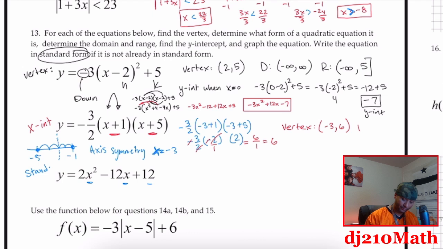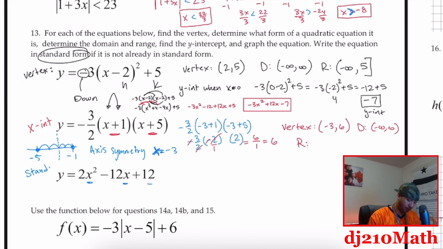The domain, that's easy. It's always negative infinity to infinity, unless there's a hole, and there's no hole, right? There's no hole, which we'll talk about in rational functions. So right now it's always negative infinity to infinity. The range is going to be from the y component to one of the infinities.